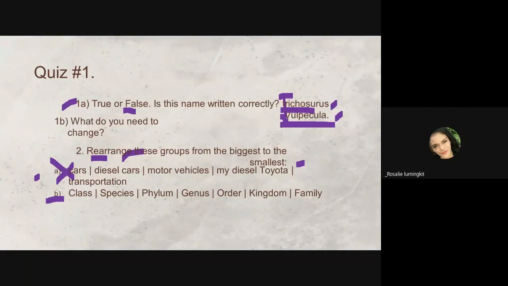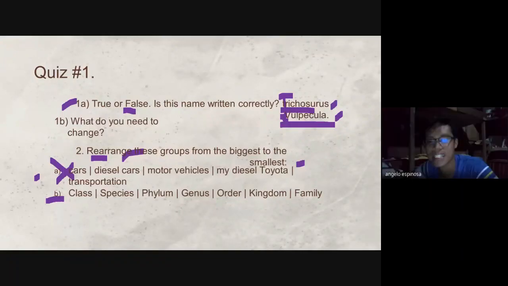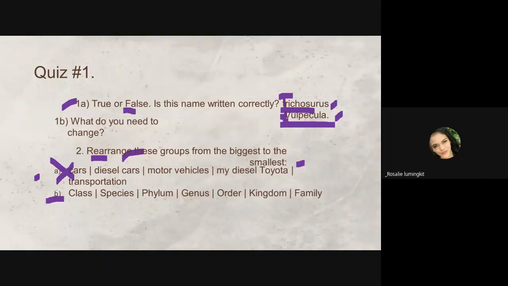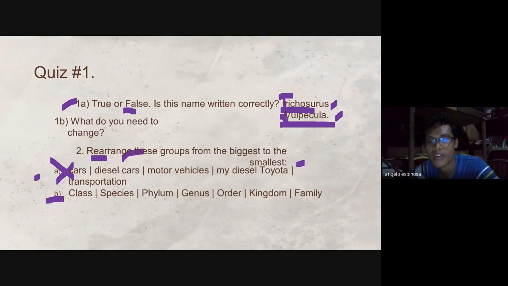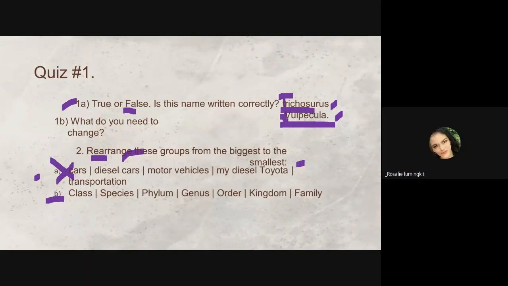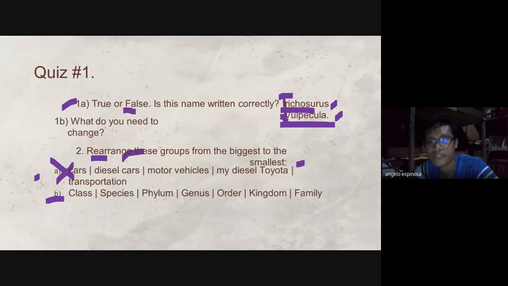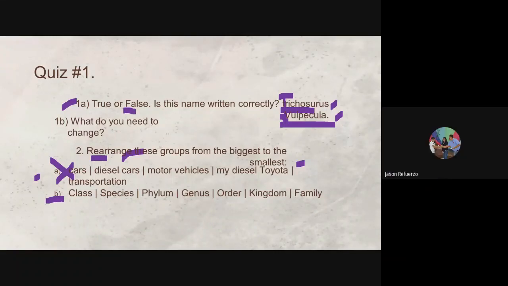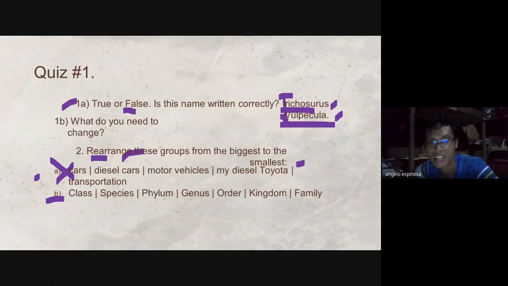Saan 'yan si kingdom? Phylum, class, order, family, kingdom. Kingdom, genus. Saan pa dapat nakalagay si kingdom? Next po diyan sa family. Family, kingdom, genus, and then species. Mm-hmm. So we have your answers, okay? So you have kingdom, phylum, class, order, family, genus, and last we have species.